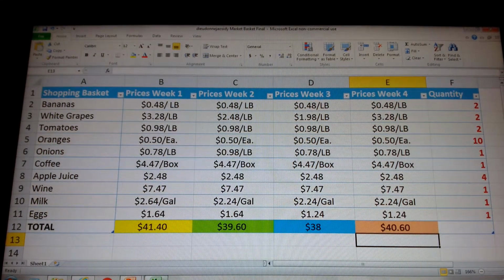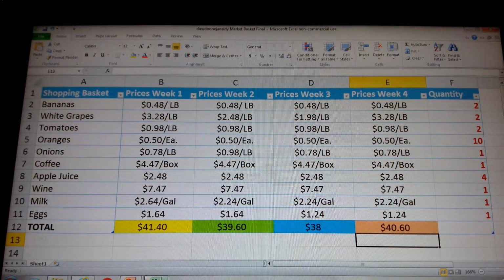And we can see that in week two there is a slight decrease, which is $39.60, and in week three the price is still decreasing, which is $38. And in week four, we can see that there is a slight increase to $40.60.